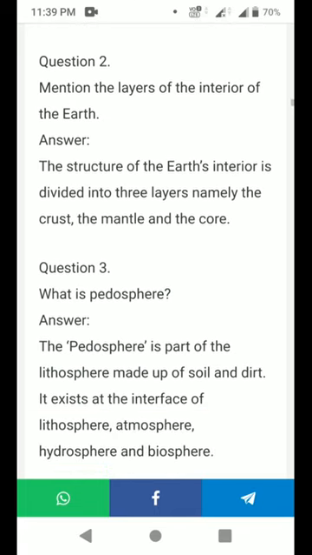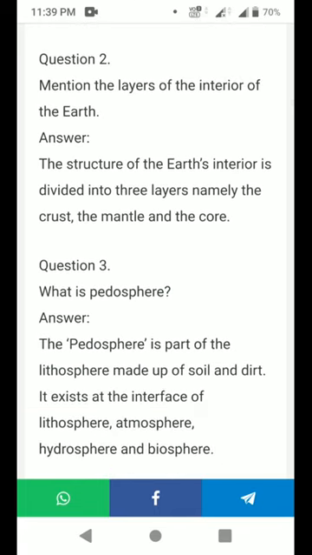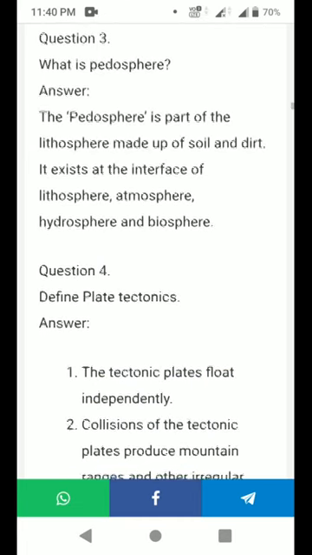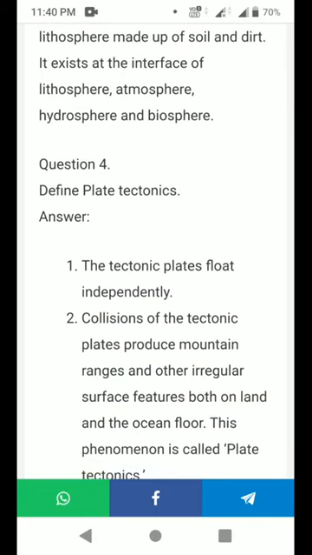Here the answer is, the structure of the earth's interior is divided into 3 layers, namely the crust, the mantle and the core. Next, third question not have, okay, this one no need. Next one, fourth question, that one, third question in your book, it is the third question.